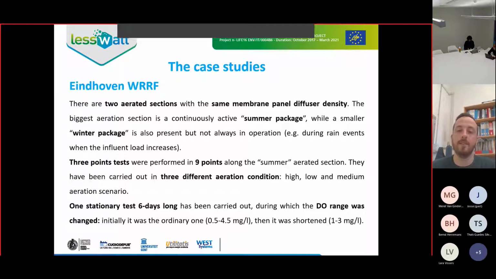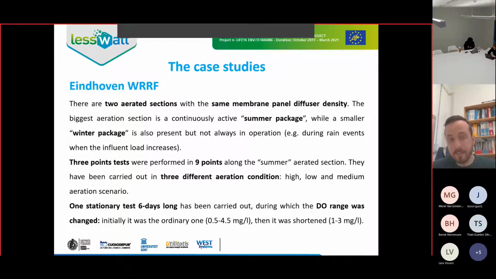There is a bigger aeration, that is the summer package, while the smaller one, that is the winter package, is also present but not always in operation. For example, it is in operation during rain events when the influent load increases.